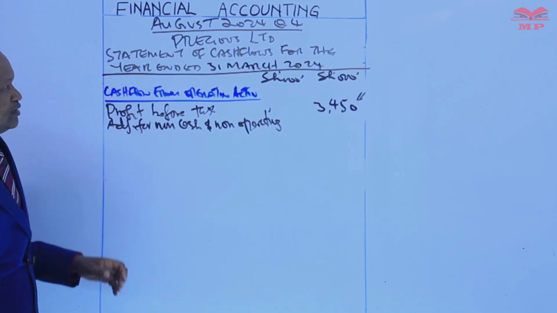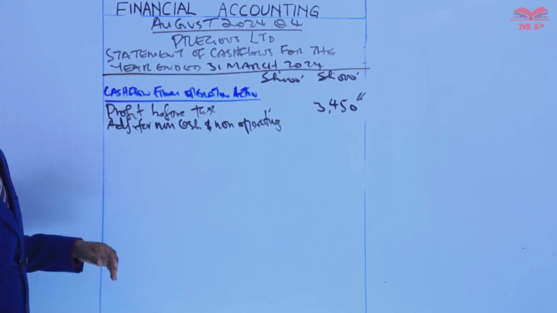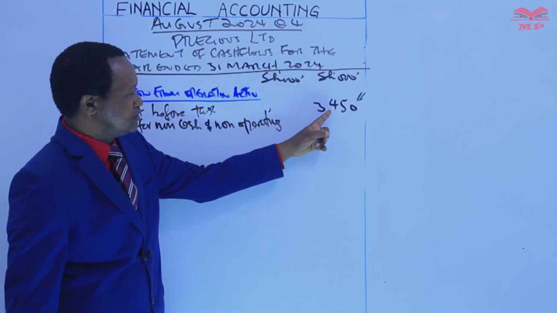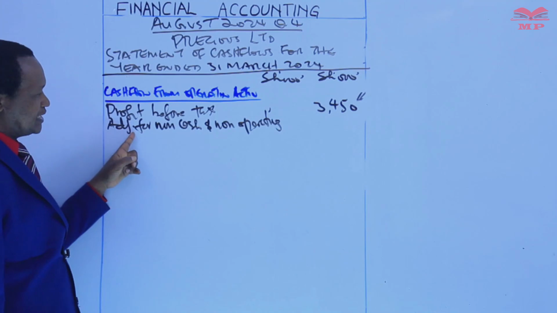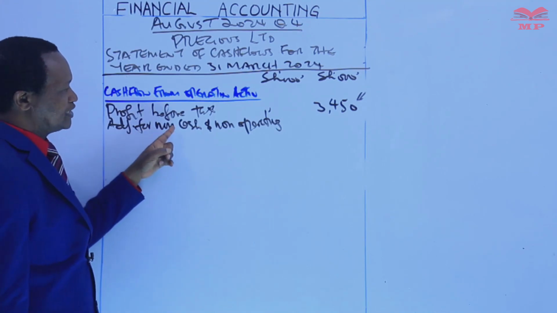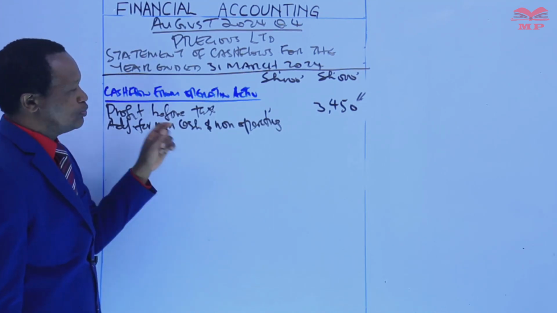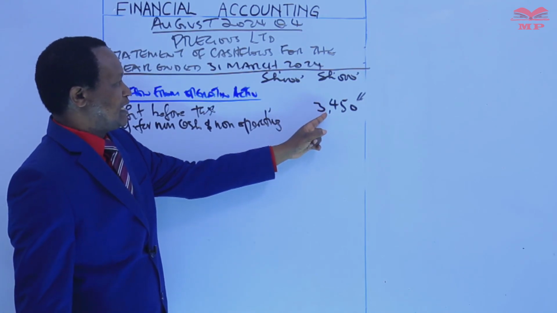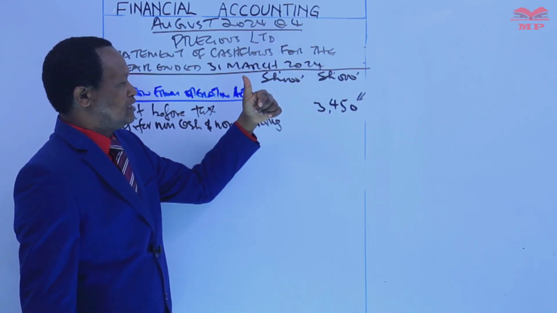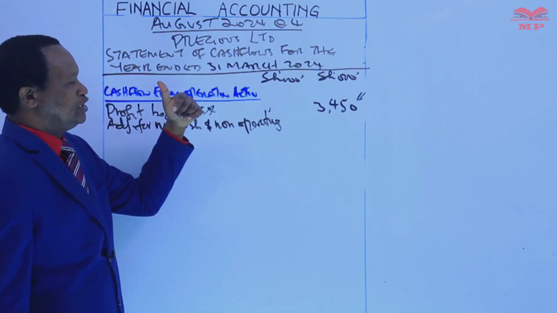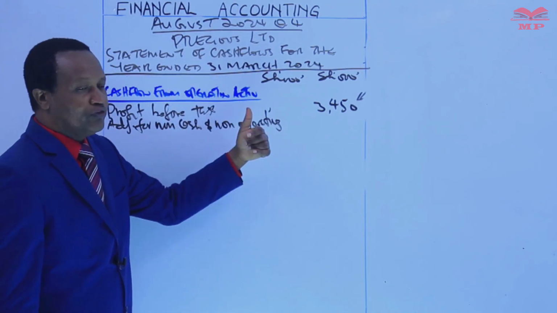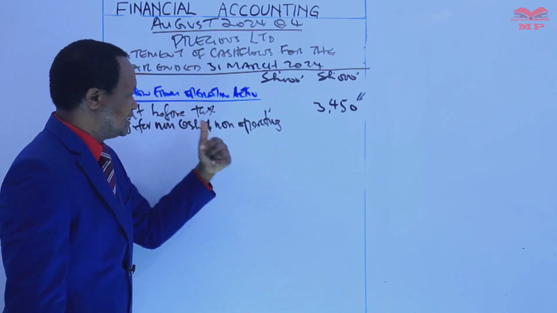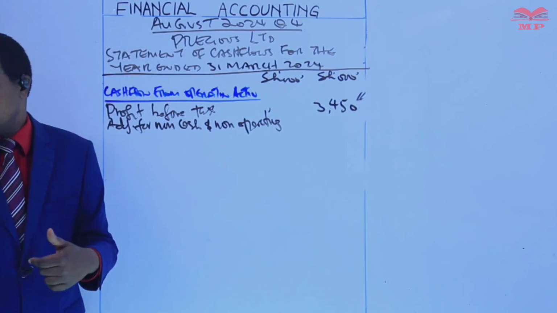Look at the board, please. Profit before tax. Then we have to adjust for non-cash items. That is to mean that part of this profit, there are items that did not involve movement of cash. So what are these non-cash items?